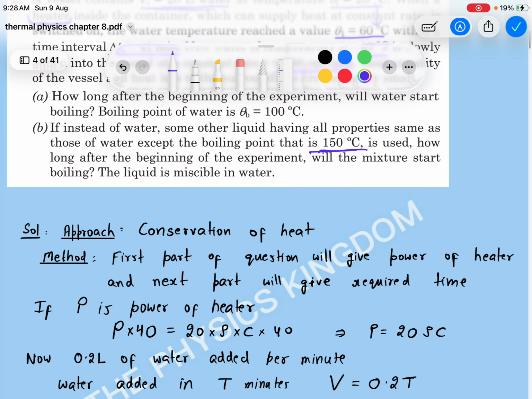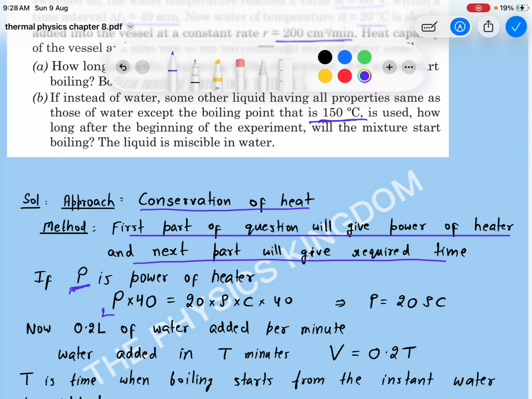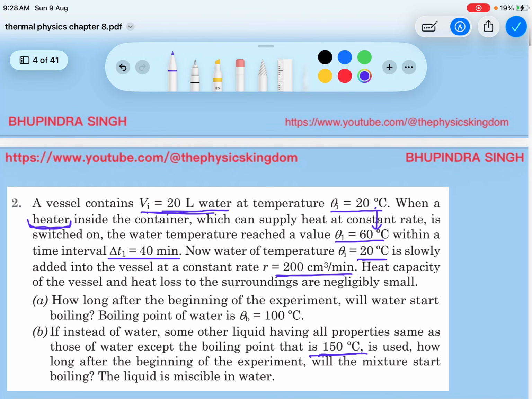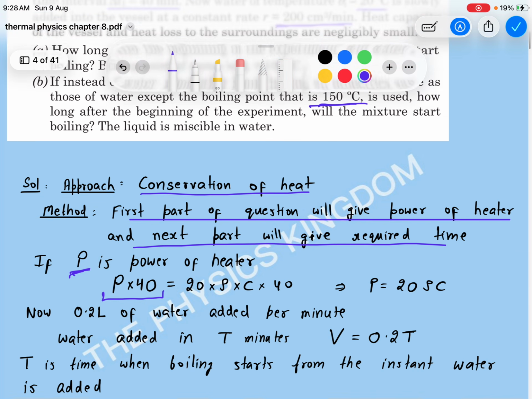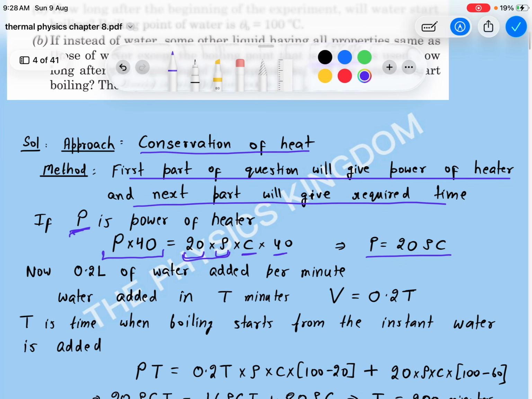So now the approach, as I said, is very clear: conservation of heat. The first part of the question will give the power of the heater, and the next part will give the required time. Now if P is the power of the heater, then P into 40, because in the first 40 minutes the temperature is changing from 20 to 60, equals 20 liter, I'm keeping the units as they are, into rho, so mass of the liquid, into C into delta T. From here they are indicating the value of power: 20 rho C. The units I am not changing because they will cancel out.